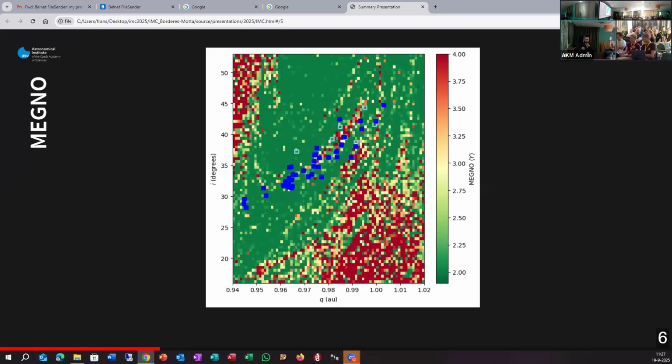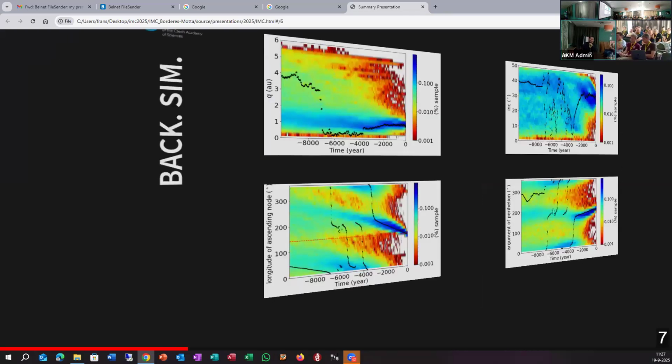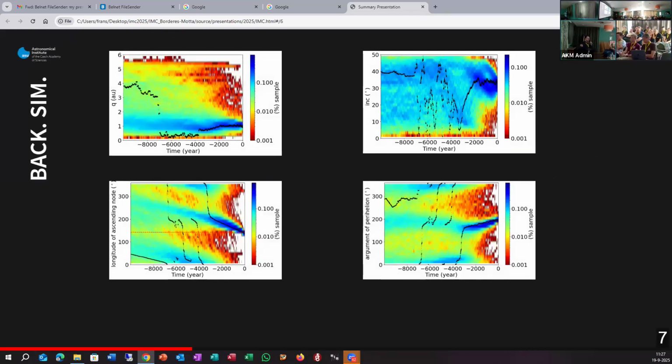Because of this, we need backward simulations to see how confident we can be about the periods before that we can simulate the comet. So these are the backward simulations. I have 1,000 clones on the area of this meteor shower, and then I integrate backwards, and I have here the maps of the density of these clones along this simulation.